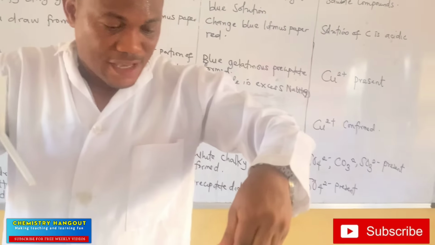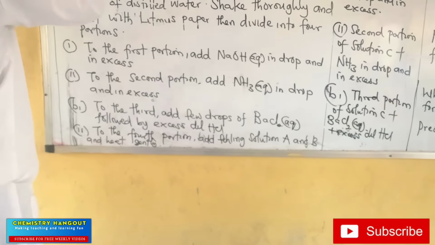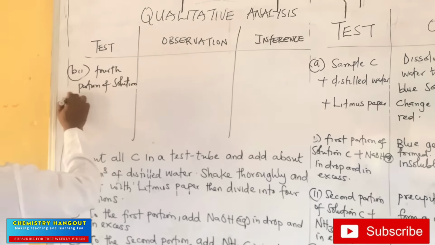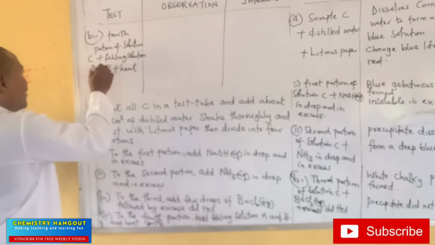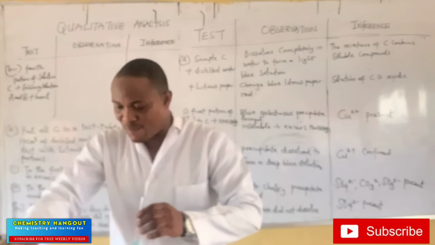Do you see that now? 2 centimeters. So this is Fehling solution A and B. And where's my first two, right? So we can say fourth portion of solution C plus Fehling solution A and B plus it. That's what they told us. I said, for us to get an accurate result, the A and B must be in the same proportion, right? So let's go. So this is my fourth.